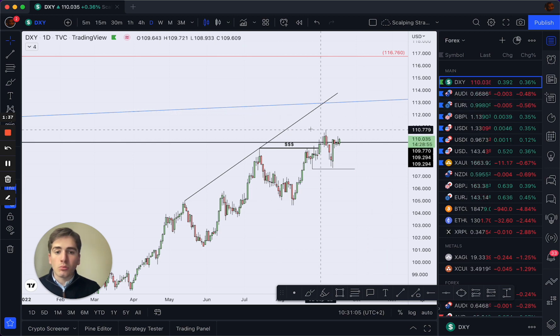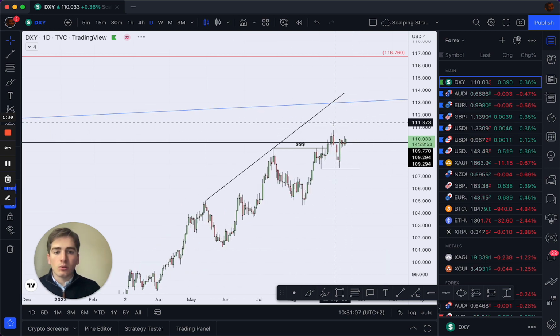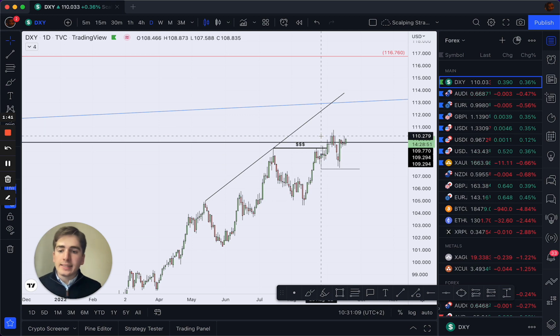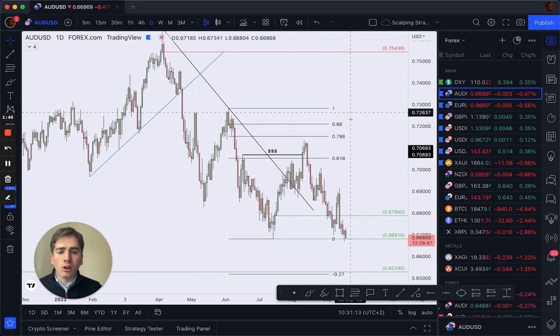So yeah, for the rest, not really expecting that much. Still waiting, of course, for the dollar index eventually to head up higher in the near future. Now, going into Aussie dollar, of course, saw a burst up. However, the trend is still bearish.